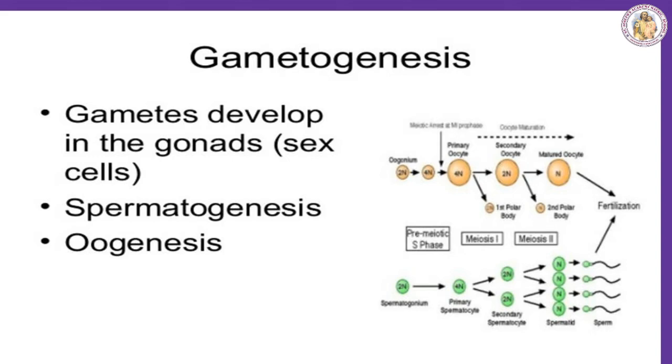Gametogenesis. The formation of the sperm in male and ovum in female is called gametogenesis. It involves the formation of spermatozoa and the formation of ova. Gametes, which are haploid cells, are produced through gametogenesis. So this is gametogenesis. They will be asking a question in 2 marks.